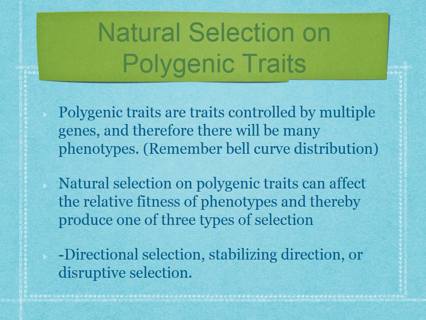So when we talk about natural selection and how it acts on polygenic traits, it's going to affect the relative fitness of phenotypes. And when you talk about affecting relative fitness, you're also going to end up producing one of three different types of selection. And we're going to look at those in depth. We have directional selection, stabilizing selection, or disruptive selection.